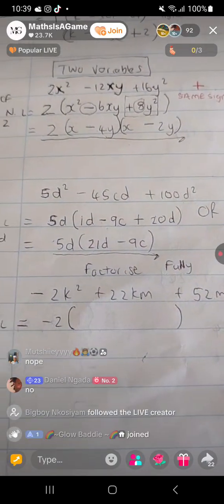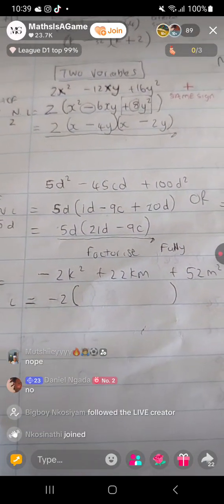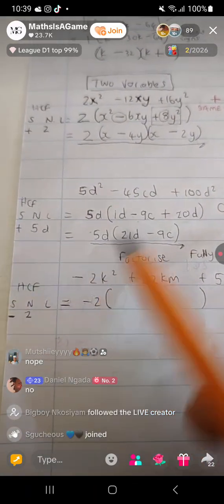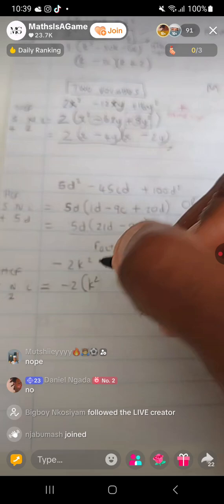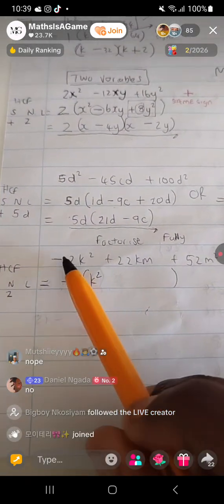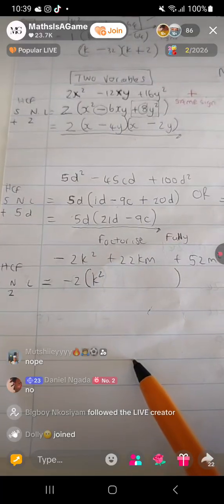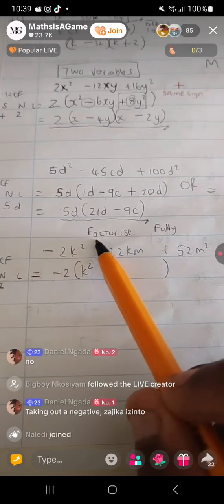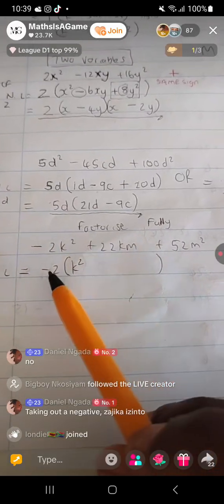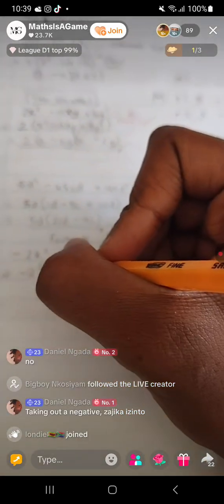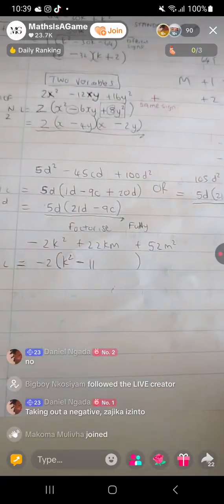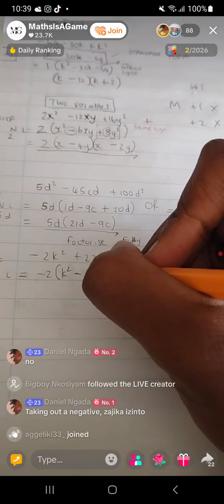But if you take out a negative, the sign changes. Please, the signs change inside. You see this first term, it was negative, but look now, what you are left with is k squared that is positive, because a negative times a positive gives you back a negative. You see, for the second term, it was positive. Negative, you see, negative times what gives you a positive? It is a negative. 2 times what gives you 22? It's 11. Then of course you have km.